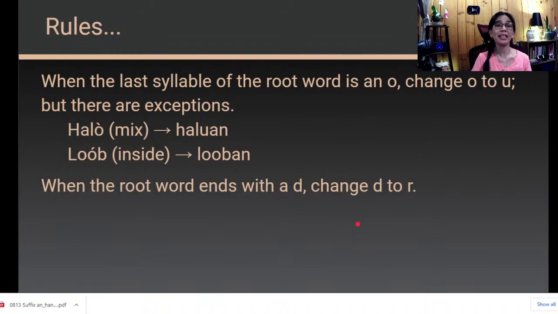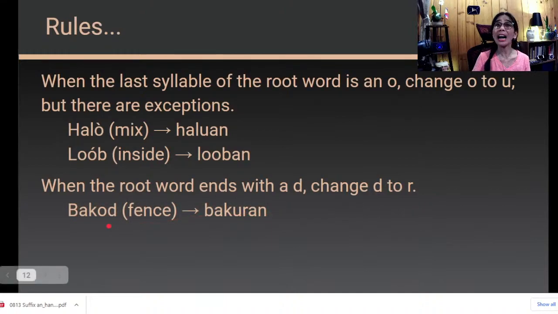Okay, now let's have another rule. When the root word ends with a D, change D to R. Example, bakod. First rule, change O to U, so it becomes bakud. But change D to R, it becomes bakuran. Some people would ask me, what about D and R?